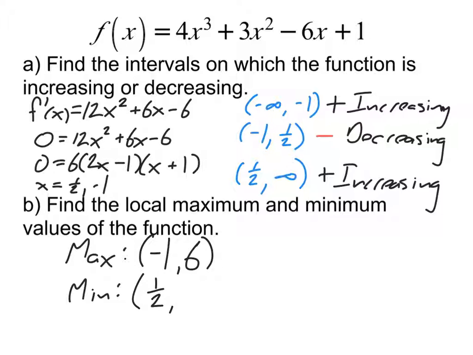Now for the minimum, I again would plug 1/2 into the original function. So we'd figure out what is f of 1/2. And we plug that in, we get -3/4, so that's where the minimum occurs. And so there's our answers.